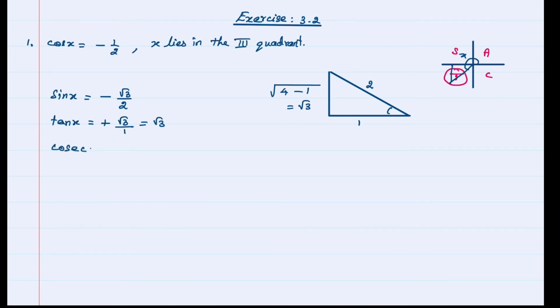Cosecant x is the reciprocal of sine function. So, negative 2 upon root 3. Secant is reciprocal of cos function, negative 2, and cot x is reciprocal of tan function, which is 1 upon root 3.